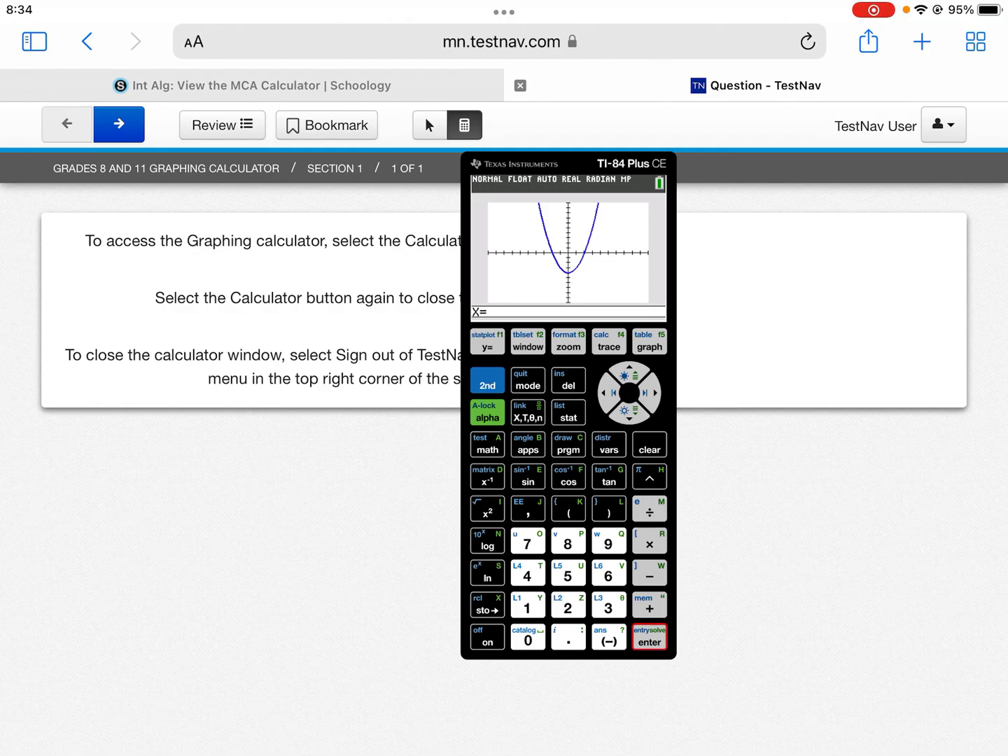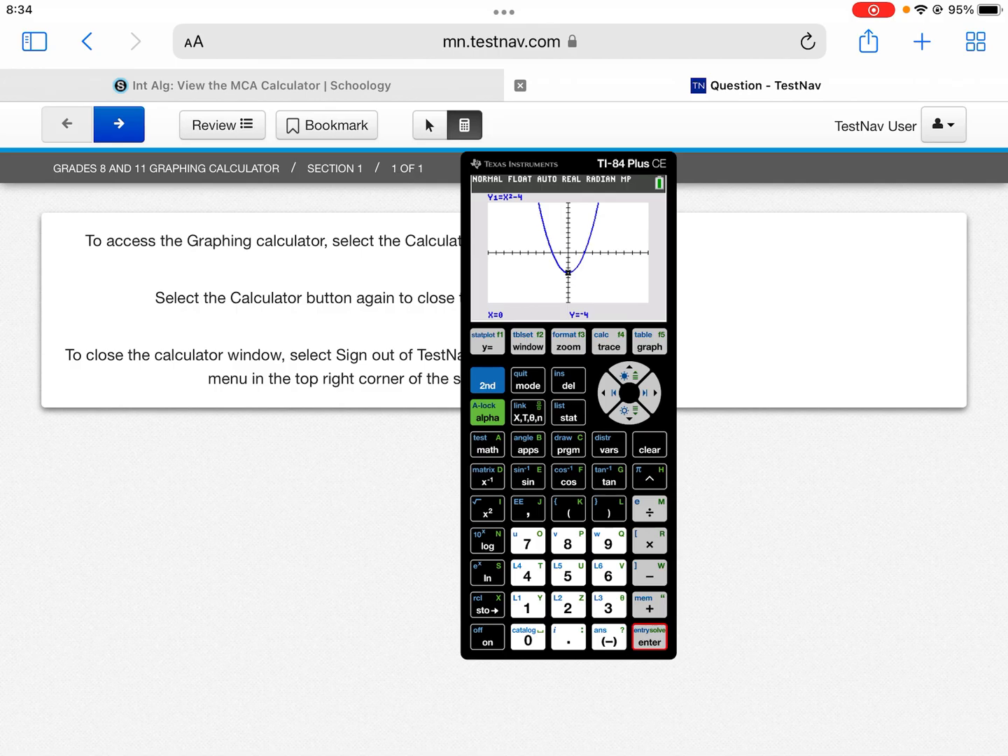This will take you to a graph with the x equals displayed at the bottom of the screen, which you can see right now. We will type in 0 and then press enter because we want to know the value of y when x equals 0. So I'm going to type in 0, and then I'm going to press enter as the directions told us.